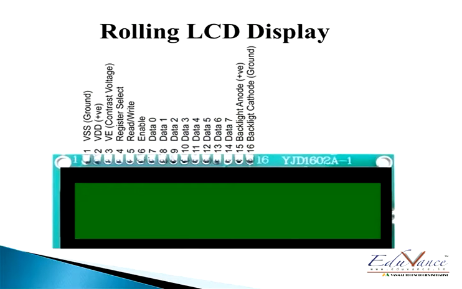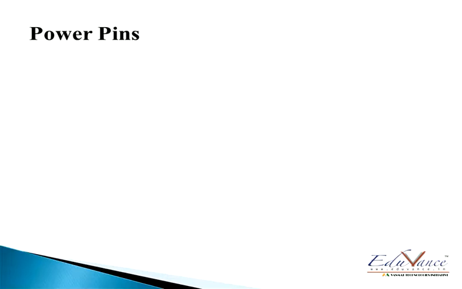After this, we have 2 pins, which are the backlight anode and the backlight cathode. They are just to light up a small LED which is present. We are not going to use it, so let's not worry about it. Next, let's take a look at the power pins.